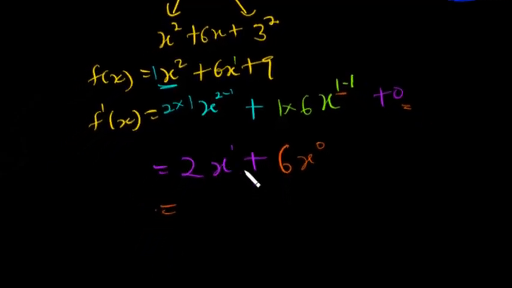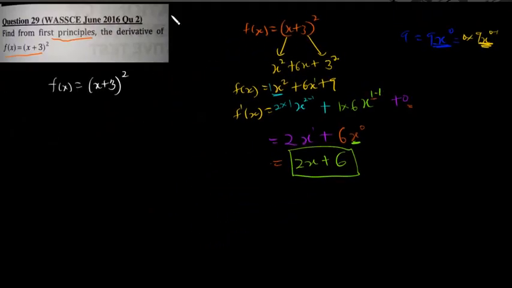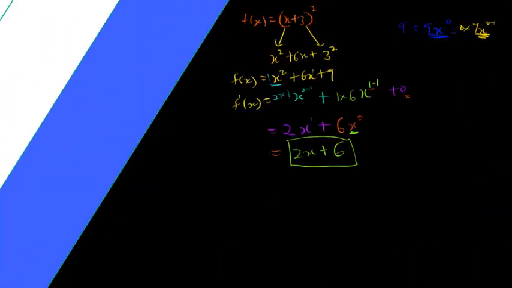So I'm going to get 2x raised to the power 1, 2x, and plus 6, because any number raised to the power 0 is 1. So that is the final answer. I will get 2x plus 6. So let me write it somewhere here. 2x plus 6, that's what I have to get.